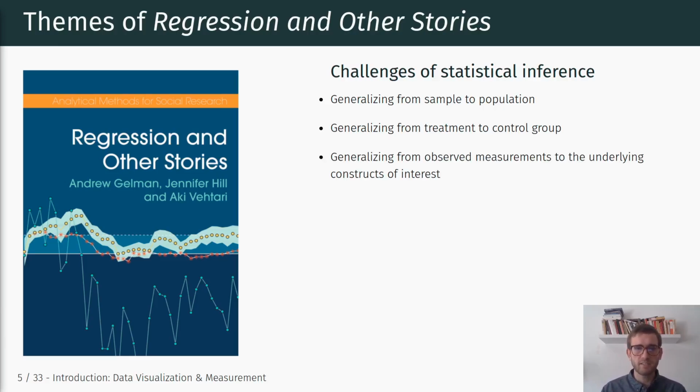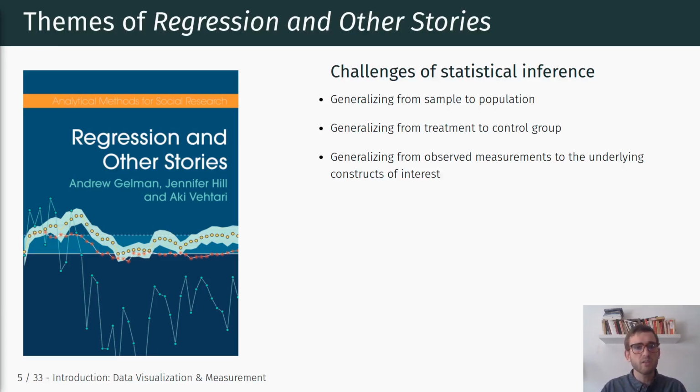The third challenge of statistical inference is generalizing from observed measurements to the underlying constructs of interest. And this is a key issue that is often a little bit ignored because ultimately what we're talking about here is the issue of measurement and to what extent we're actually capturing, for example, the theoretical constructs that we're ultimately interested in, right? So oftentimes our data do not really record exactly what we ideally would like to study. We use proxies, we use certain measurement constructs and surveys and so on. And so another challenge of statistical inference is to generalize from the measurement that we can actually observe to the underlying theoretical construct of interest that we ultimately care about.